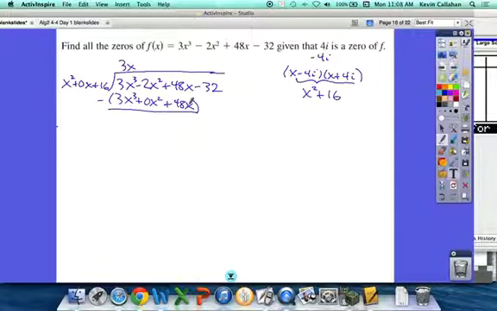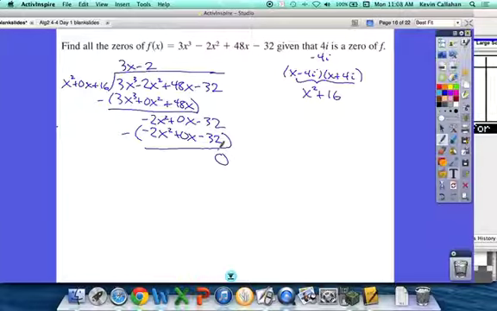The 48x's cancel, right? That's 0x. And then this gives us our negative 2x squared. Now we bring down the negative 32. Okay, what do I multiply times x squared to get negative 2x squared? Minus 2. So that'll give us negative 2x squared plus negative 2 times 0 is 0, and negative 2 times 16 is minus 32. Subtract, 0. Okay, so we expected that.